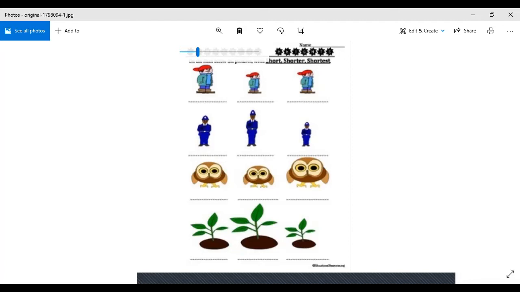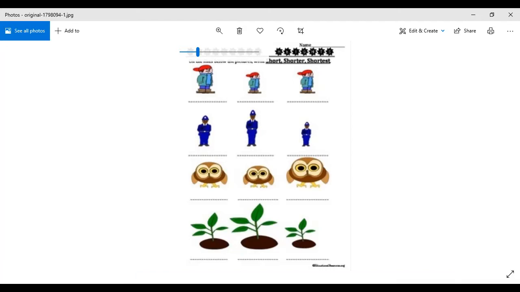Now, look at this first one. There is this kid. Which one is short? The first one. Very well done. Which one is shorter? The third one. Excellent. Which one is shortest? The center one, right? This one is shortest. Look at the next one. It looks like a traffic policeman, right? Okay. Which one is short? The middle one. Which is shorter? The one on the left side. Very well done. And which one is shortest? The one on the right side.